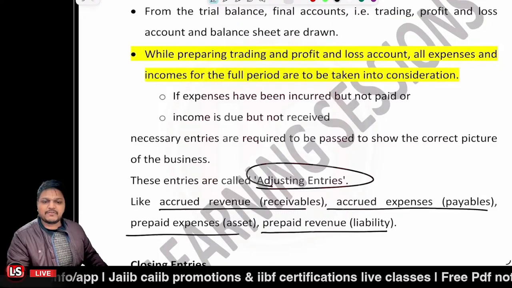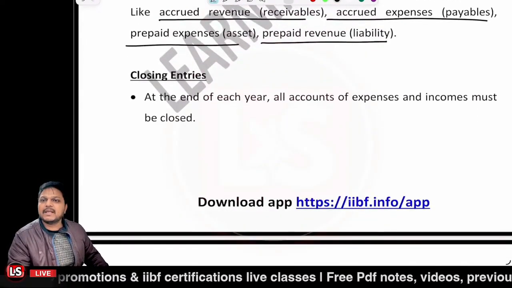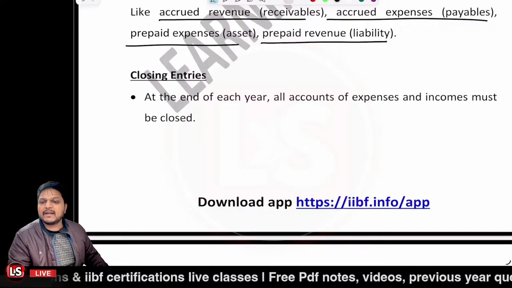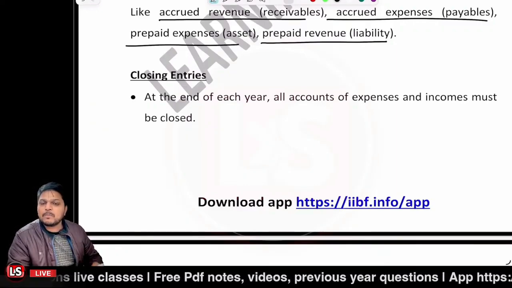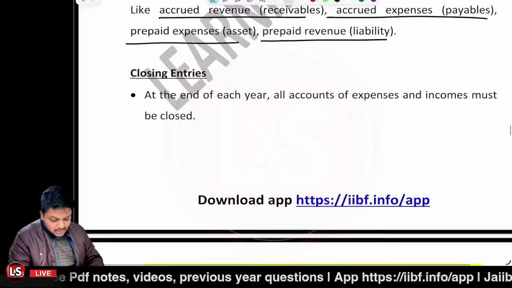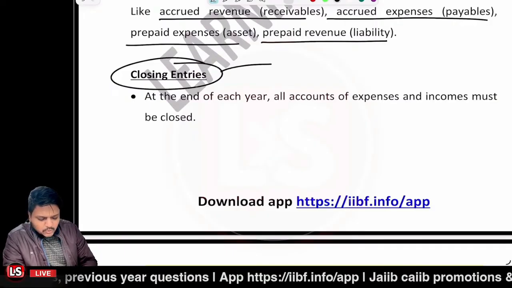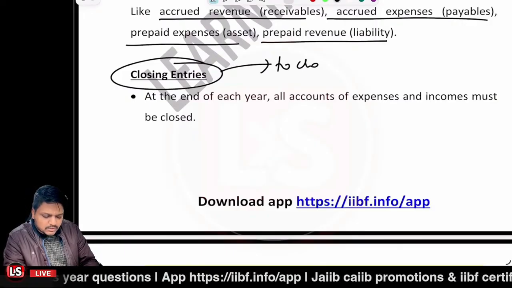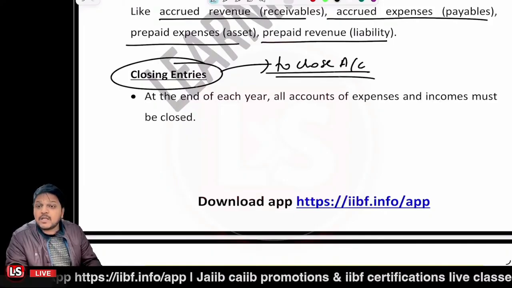Okay. After that, it's related to the closing entries. Now, what do you mean by closing entries? Closing entries are also passed at the end of the accounting period. But why are those passed? So as to close the accounts. The name suggests itself. We pass the closing entry to close the accounts. I already told you, we need to close the nominal accounts.